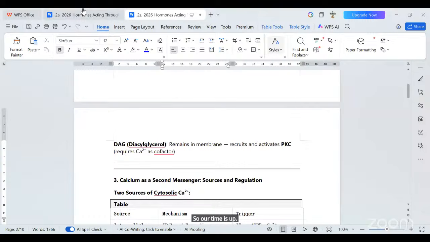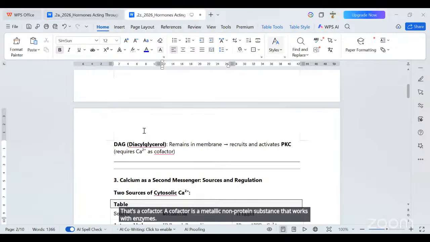Thank you. So yes, I just needed us to understand how calcium acts as a cofactor. Now, calcium has to attach itself to an enzyme. That's a cofactor. A cofactor is a metallic non-protein substance that works with enzymes. And we know it's metallic because it has a charge. You can see Ca2 plus.